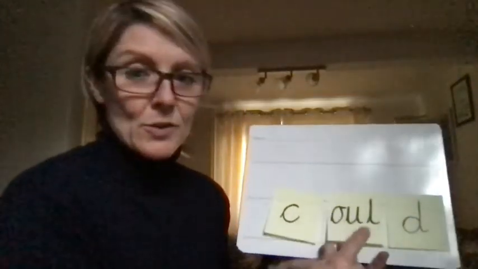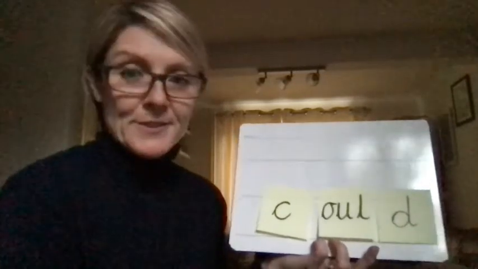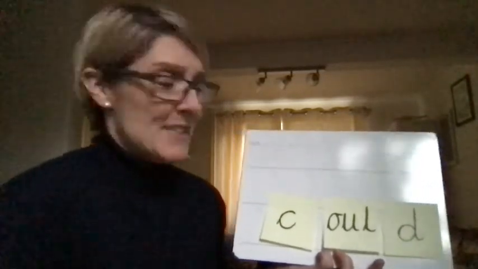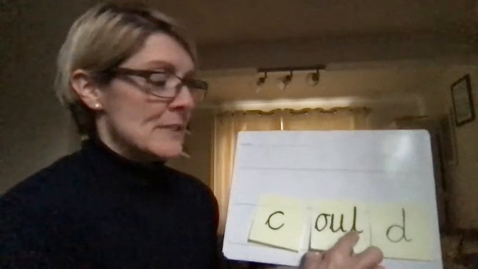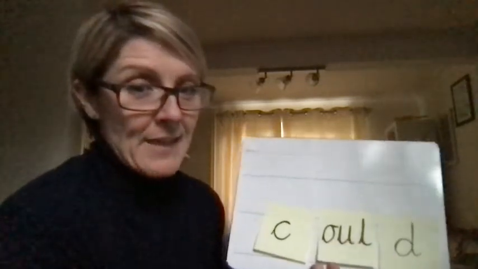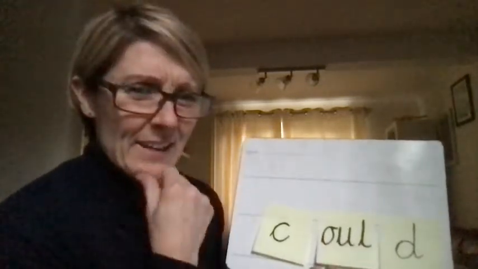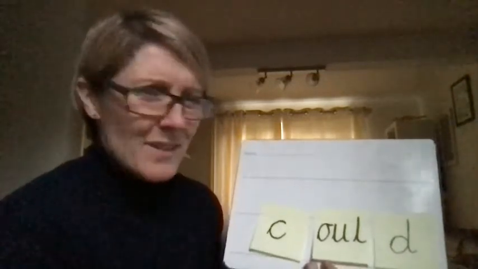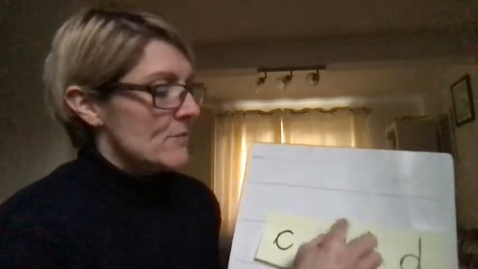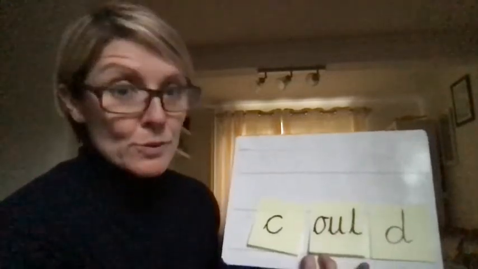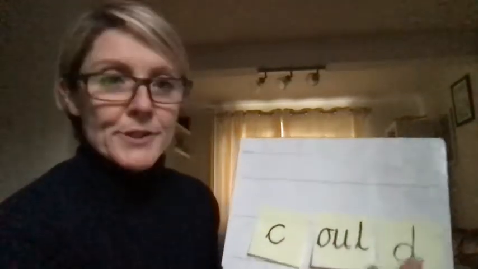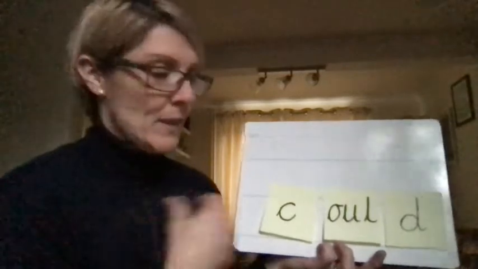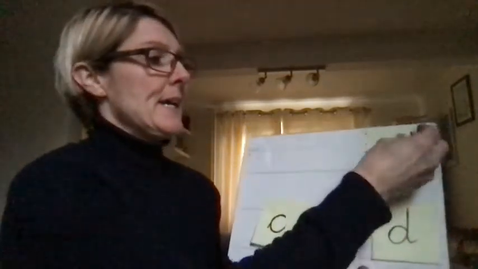K, oo, d. Could. So this is very funny, isn't it? Because it's got that oo, and it makes you want to say that oo. But can you hear that oo when I say could? There's no oo sound, is there? So these three letters make the oo sound. K, oo, d. Could. Very tricky. Okay.